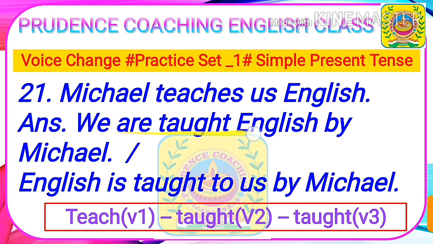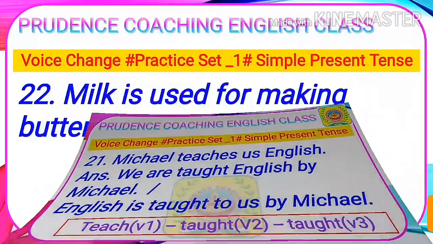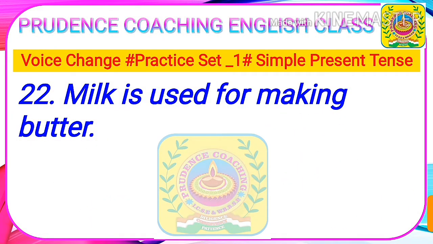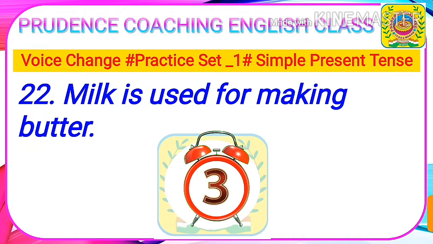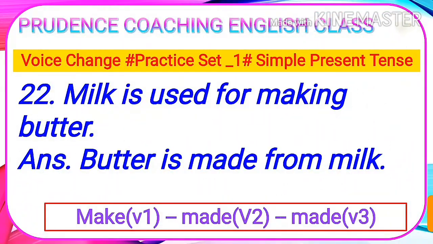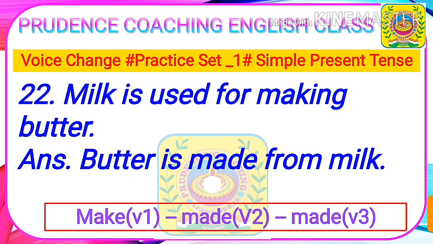You can use any of these two methods, whichever is easier for you. You just go on with that method. Now let us see number 22, which is: Milk is used for making butter. Start. Time's up, students. Let us check the answer. "Milk is used for making butter" will become "Butter is made from milk". So I think all of you have got this answer correct. Let us move to number 23.